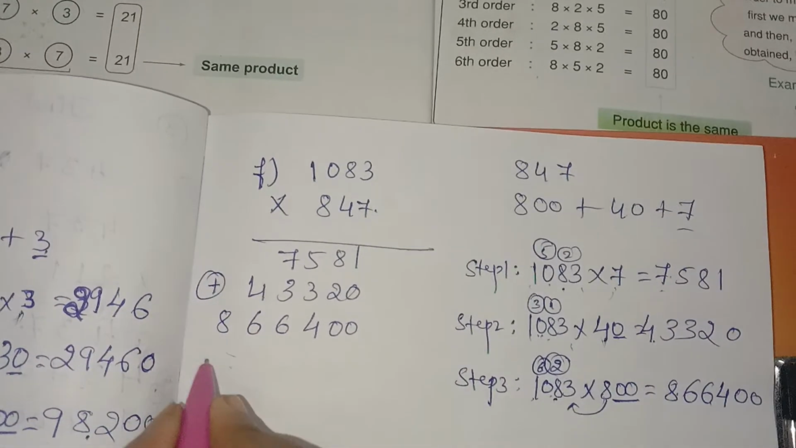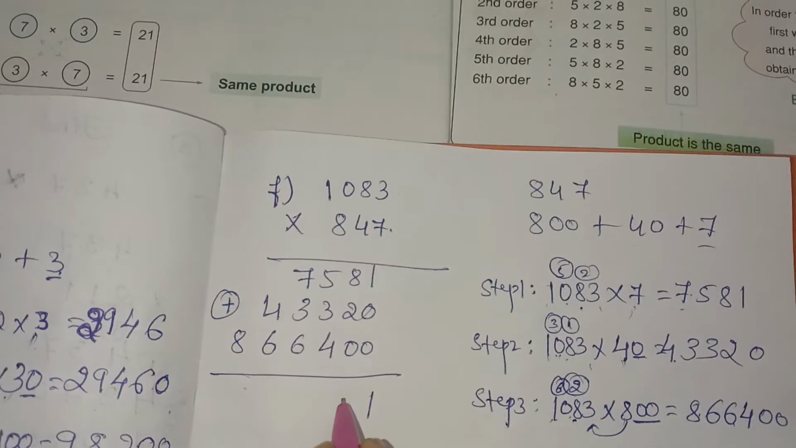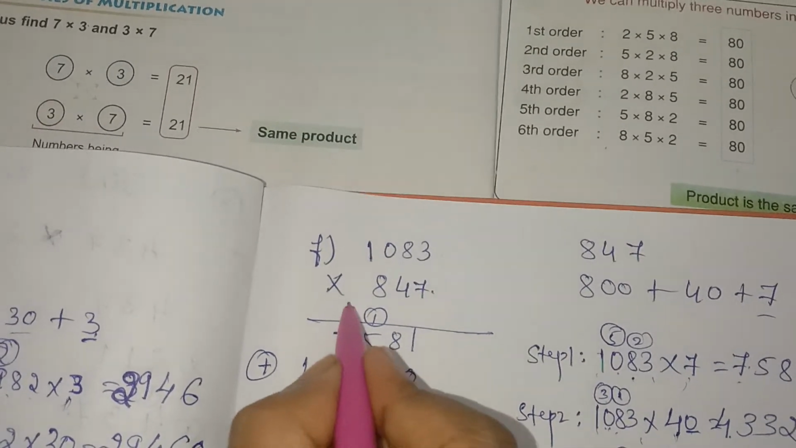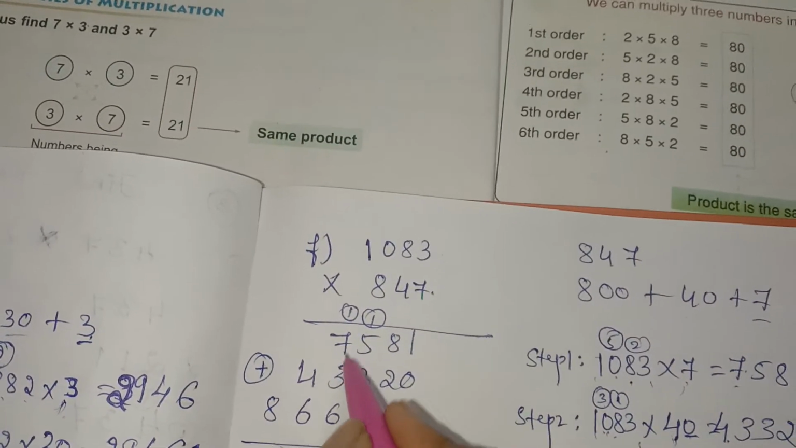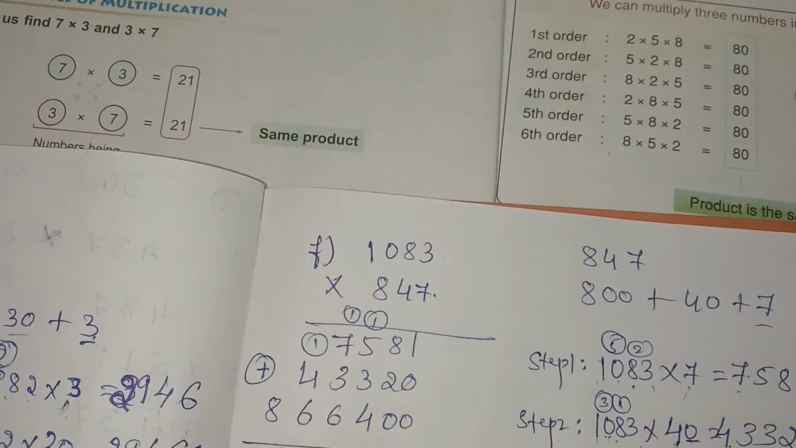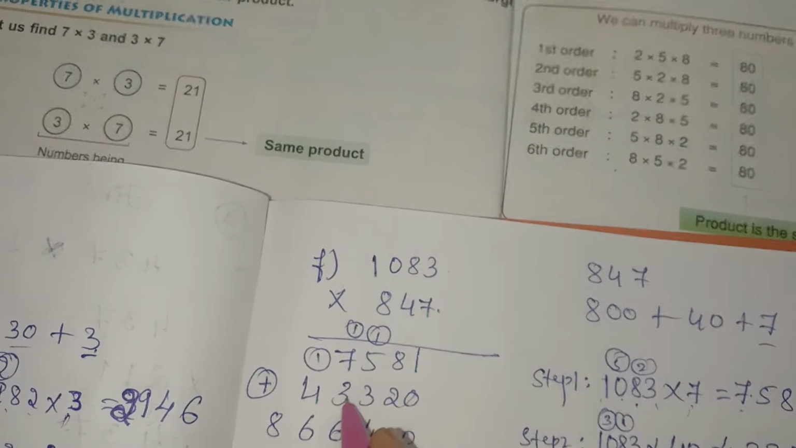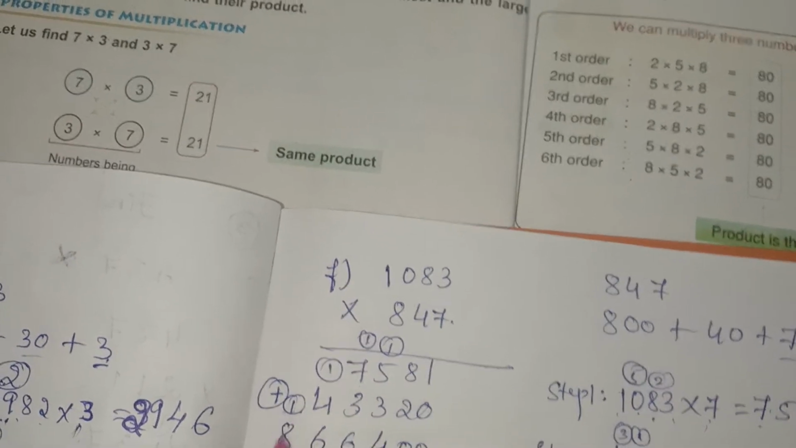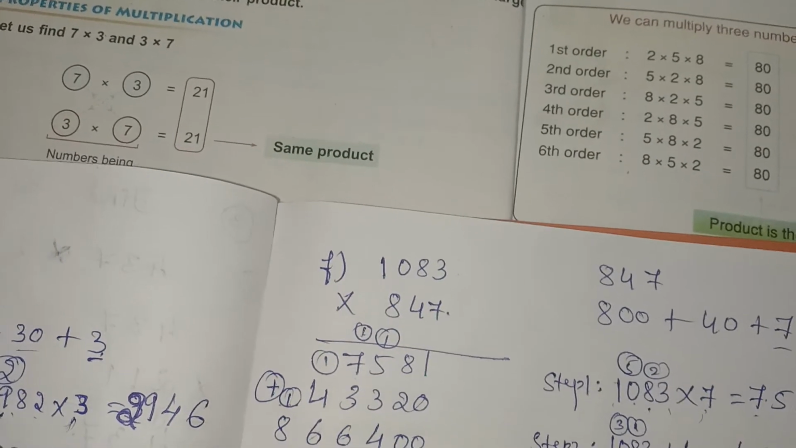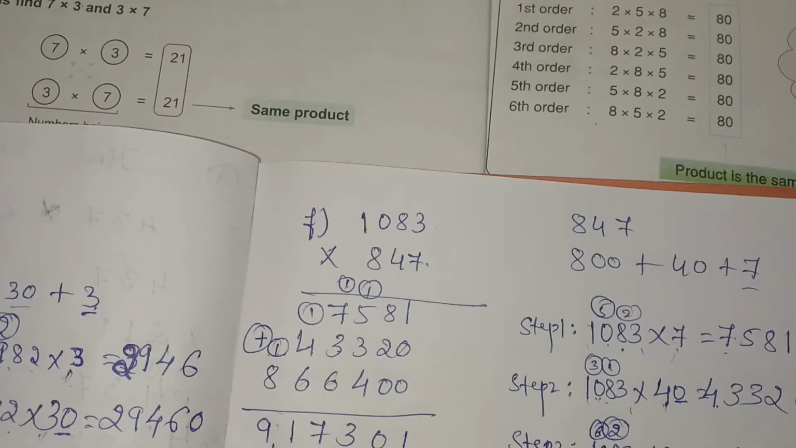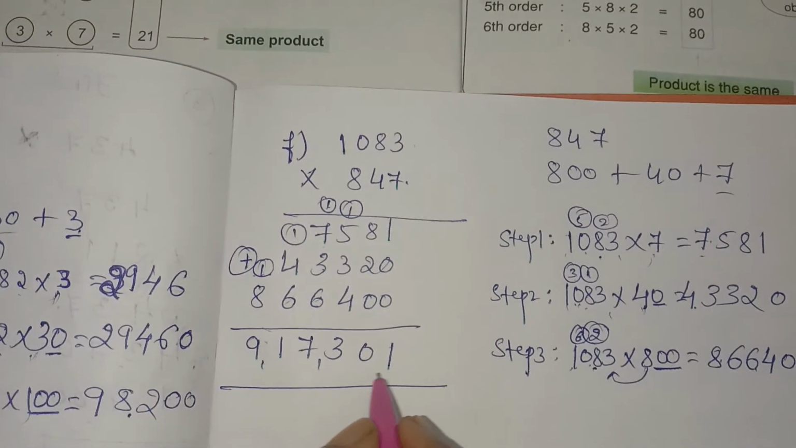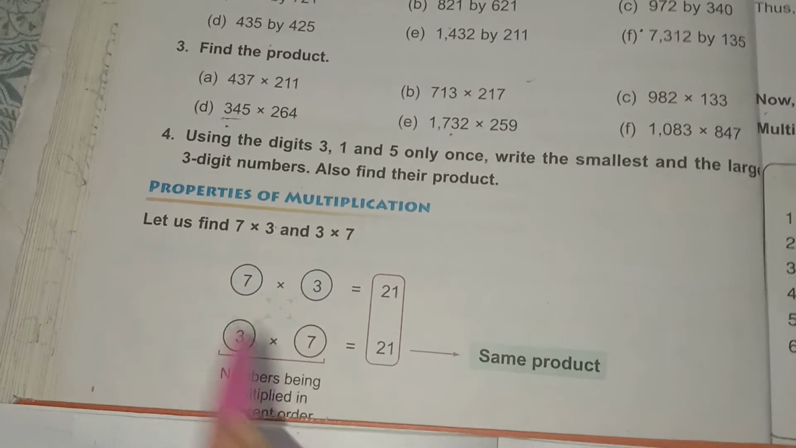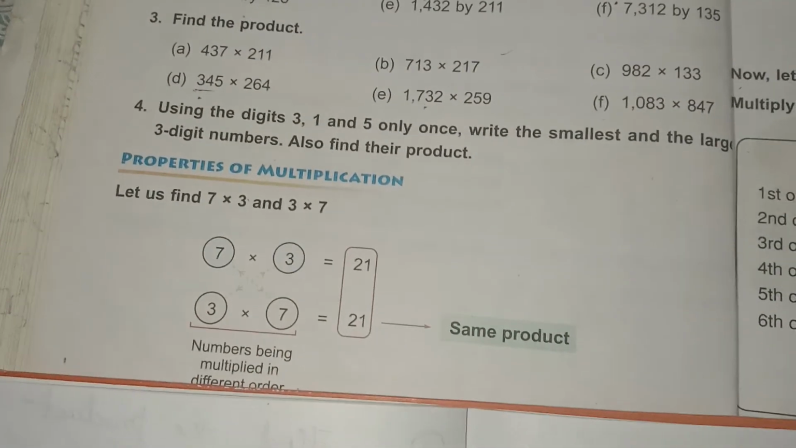Add these three steps. 1 10, 13, 17, 6 9 10 17 11 9 lakh. 917,301. Yes, again we will move on to a fourth one.